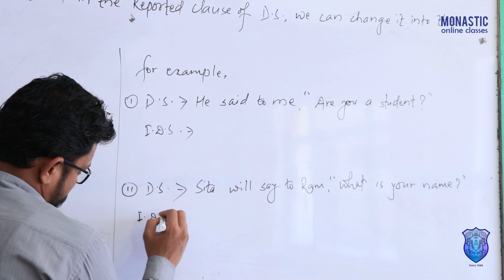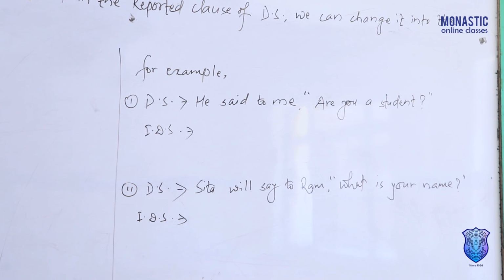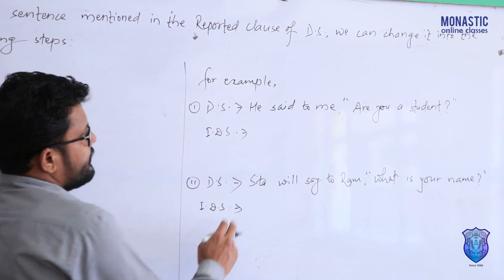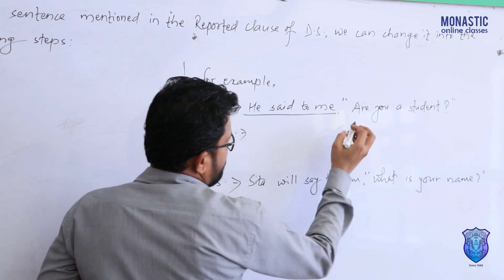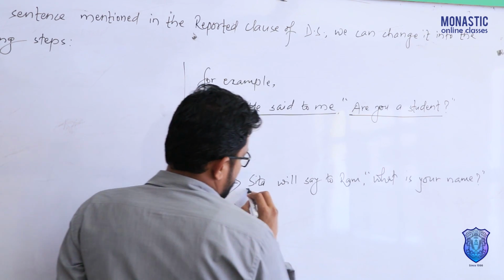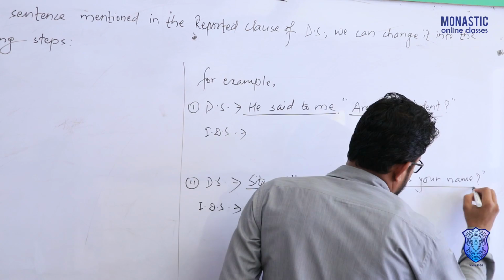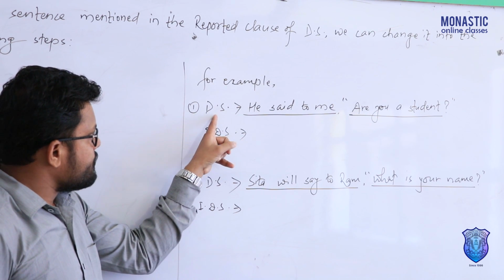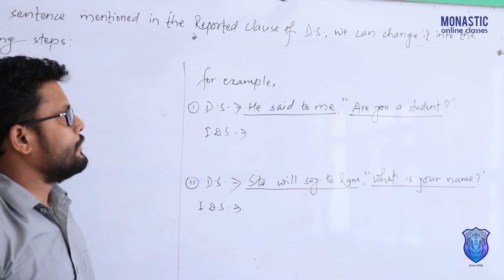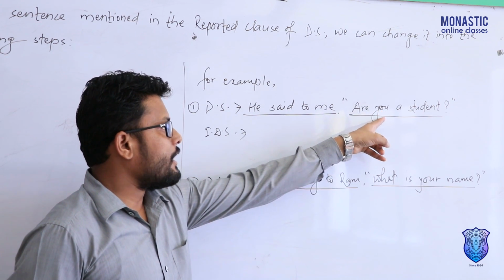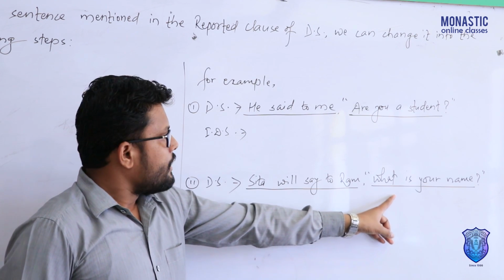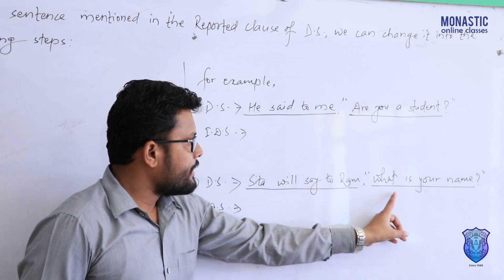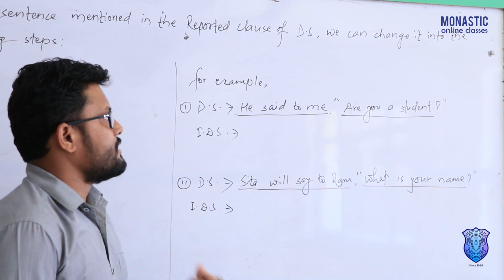So, I want to make you understand here first. This is an example of DS. You can find that in the DS there are two clauses: reporting clause and reported clause. This one is the reporting clause. This one is the reported clause. As you are going to change the DS into the IDS, the very first thing you have to do is look over the reported clause, and try to recognize which kind of sentence is there.